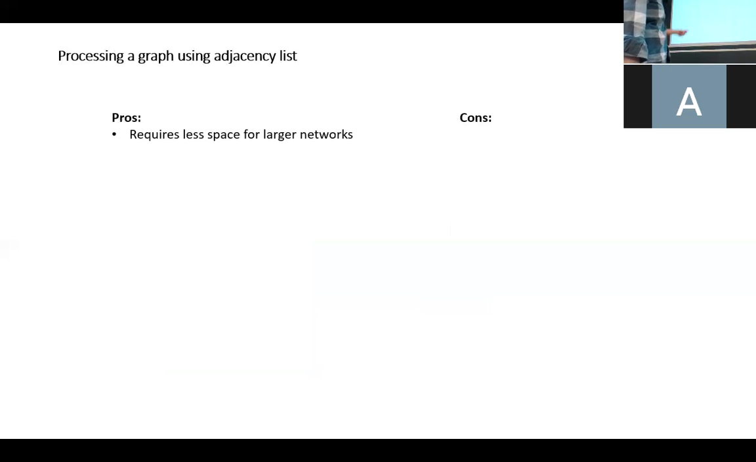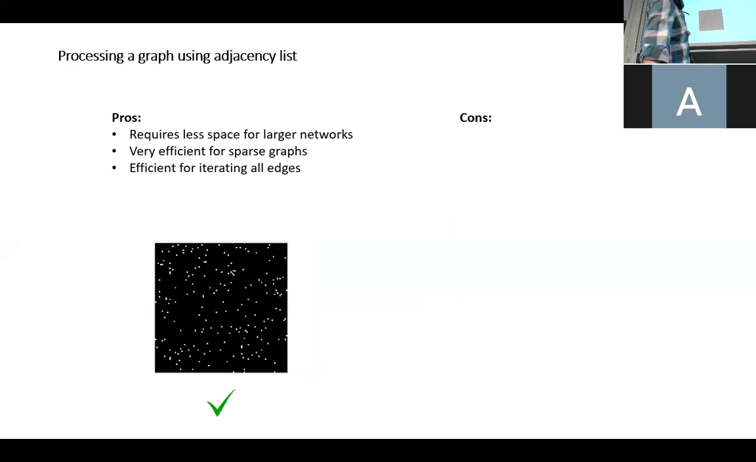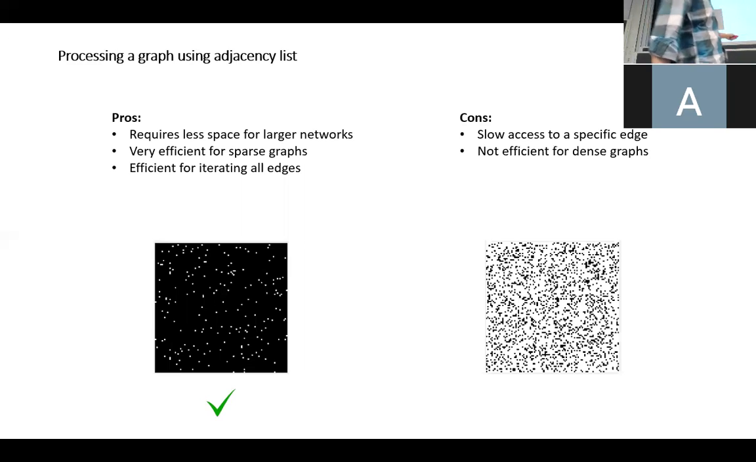Depending on the structure of a network, of course, this requires less space for larger networks. It's very efficient for sparse graphs, if we don't have a lot of connections. And if we have an algorithm that is iterating over the edges, if we are looking for something in a network, this is more efficient. Of course, access to a specific edge is slower because we have an array of m by 2. If I really want to look for whether 2 nodes are connected, I have to go through the list and look for the specific edge to see if it exists in the array. So I have to make a numerical effort to find it. And it's also not efficient for well-connected graphs.